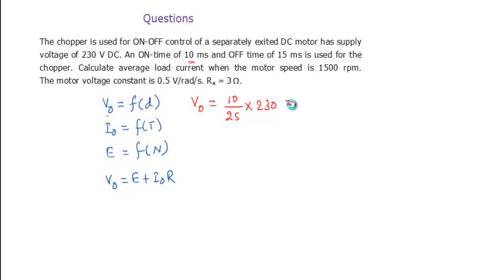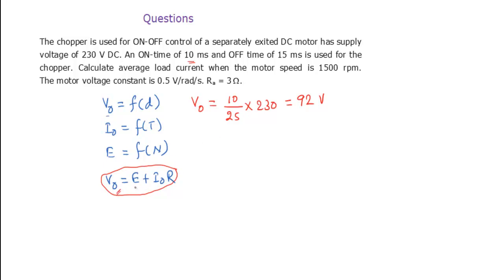Okay, we need to calculate the value of this. It's 92 volts. And I average we need to calculate, because it is the average load current when the motor speed is given. To calculate the I average, we need to use this equation, because torque is not given. To calculate this, we already have the V average at the required condition.